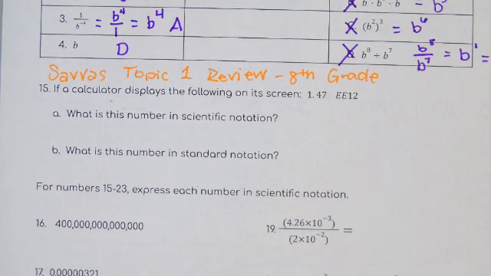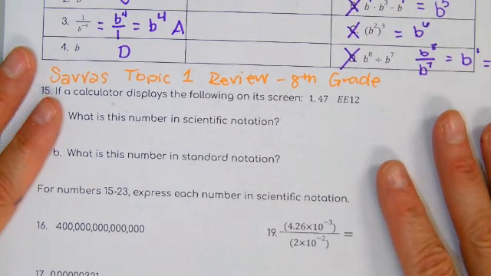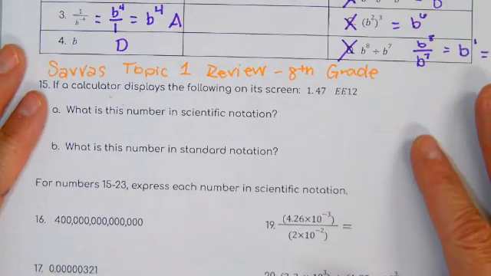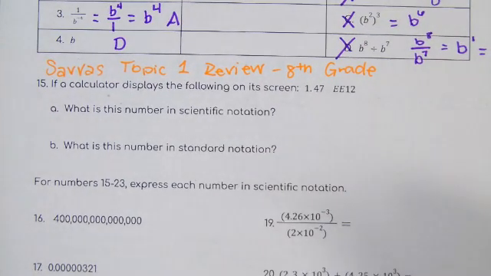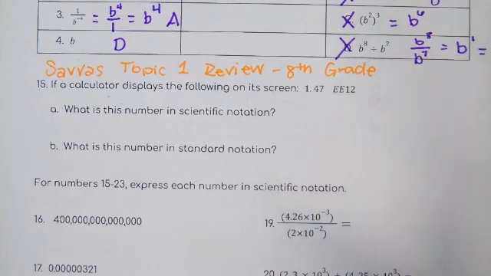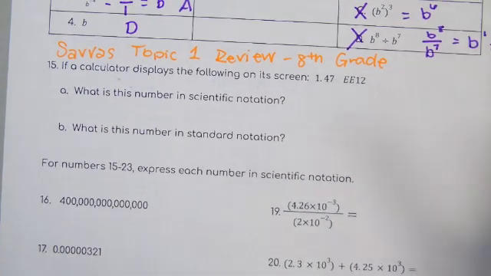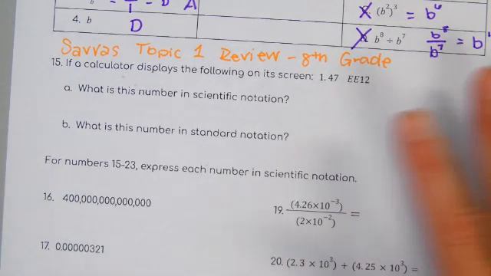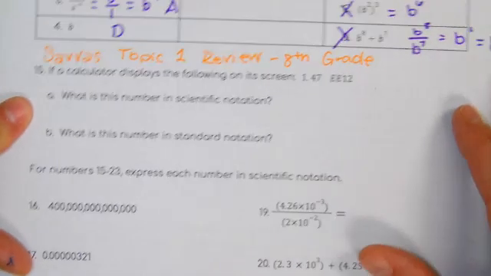Okay, we've made it to the last part of our Savvas Topic 1 review for 8th grade math. And the last section that we are reviewing for this is going to be scientific notation and standard notation. Okay, so let's start with this first question here. For us, it's number 15.